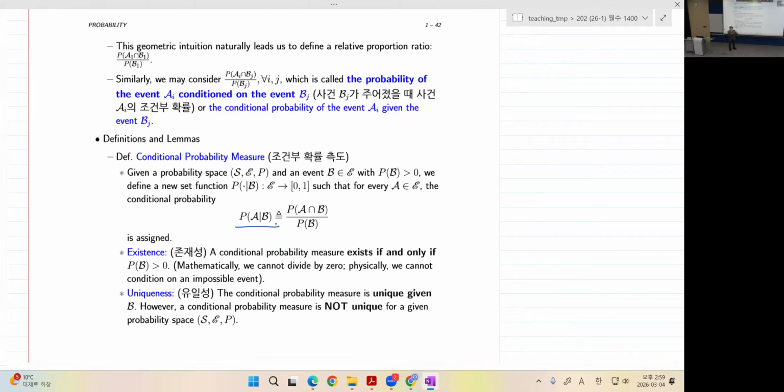As you all know, this appeared in our high school math textbook. But the question is, why do we define this as conditional probability? Actually, the reason is that it's intuitive from our intuition.